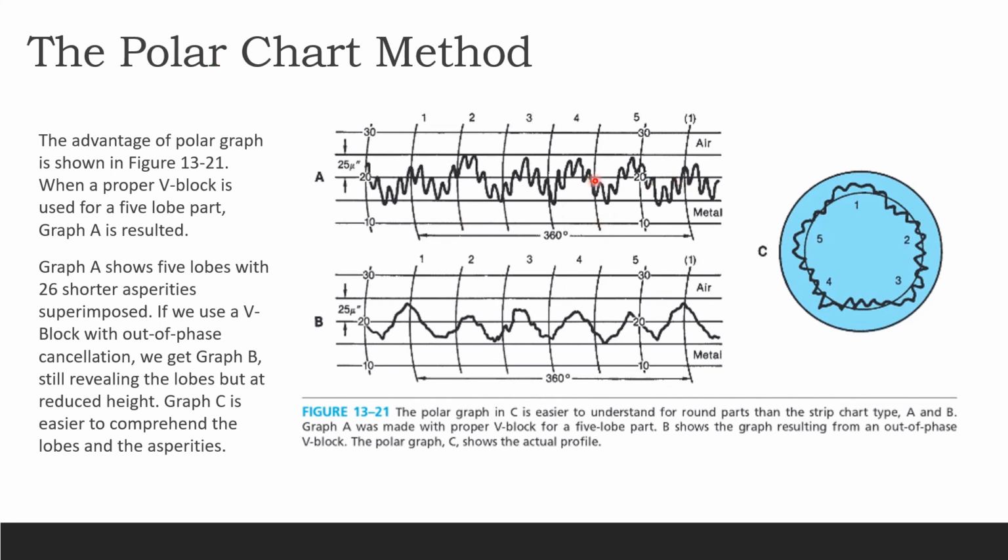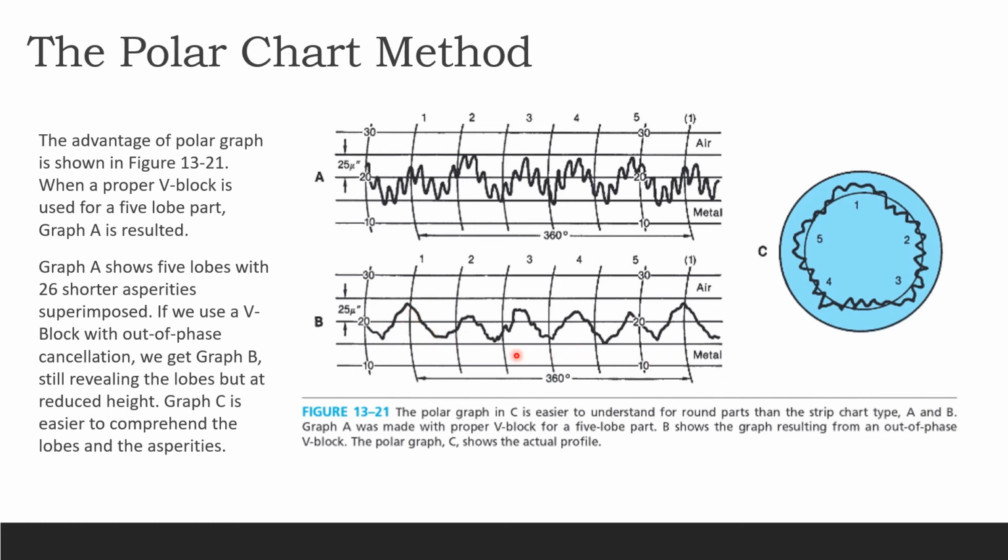If we use a V-block with out-of-phase cancellation, remember the out of phase, because your skid and your stylus are out of phase, one is on top and the other one is down, we get graph B. After cancellation we get graph B. Look at that, how clean your graph is. It still reveals the lobes, but at reduced height.